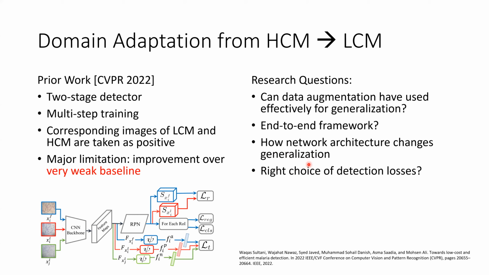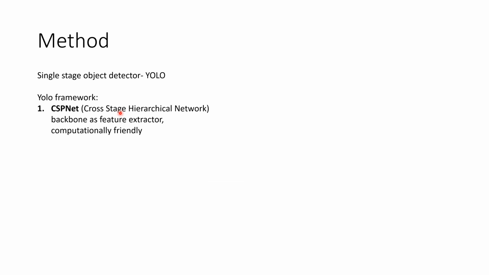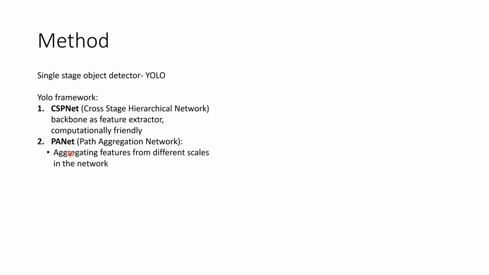And also the right choices of detection losses. Our method is very simple. We use a single stage detector, YOLO based. The YOLO framework is made up of a backbone architecture, CSP Darknet, which we use as a feature extractor because it's very computationally friendly. The second good thing is that it has a path aggregation network, which aggregates the features from various hierarchies of the model. That's why it's very effectively able to detect very small objects as well.